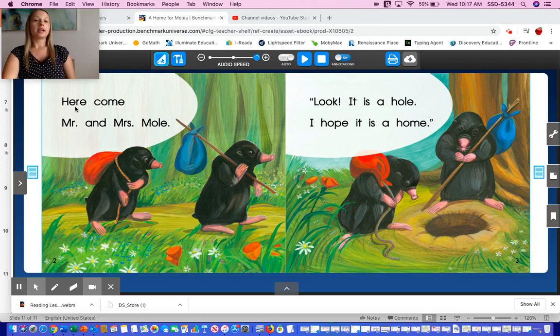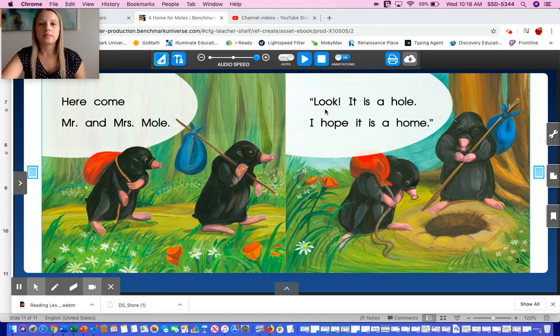Finger under capital H. Remember, we bounce our finger for every word. Here come Mr. and Mrs. Mole. So they must be married. There they are. Do you see them? They're walking with their bags.